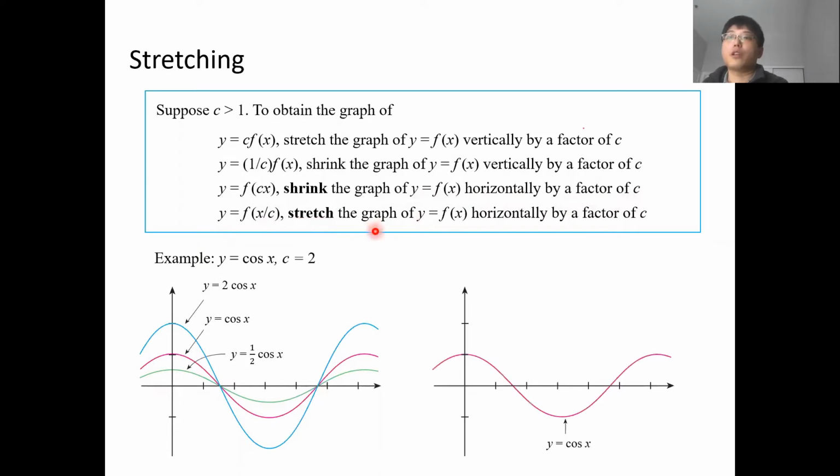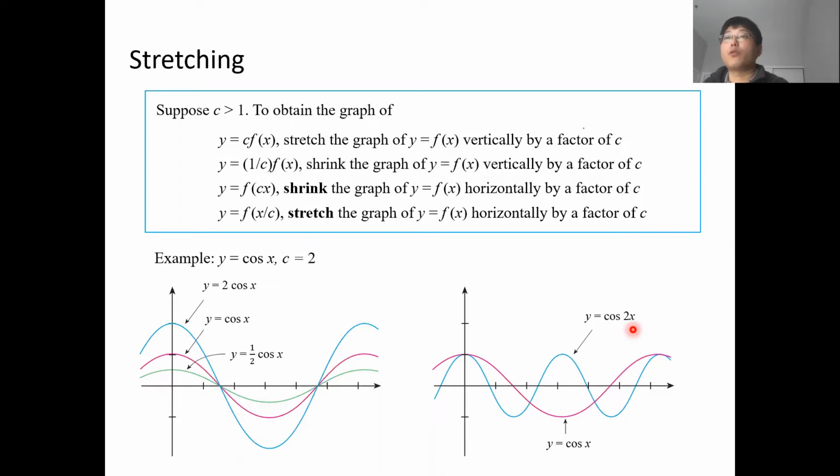So let's look at another example. Let's say y equals cosine of x, and again, we can take c equals 2. Well, to obtain the graph for cosine of 2x, you need to shrink it by a factor of 2. As you can see, if you fix the y coordinate and look at the x coordinates of the corresponding points on the blue curve, you will see that they are precisely 1/2 of the x coordinates on the purple curve. And this applies to all the intersections over here.